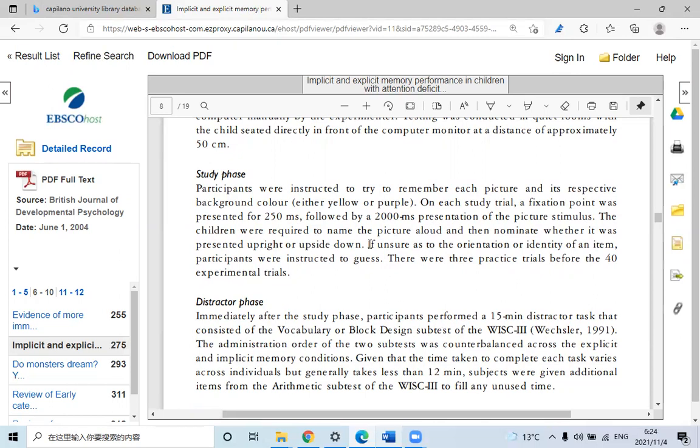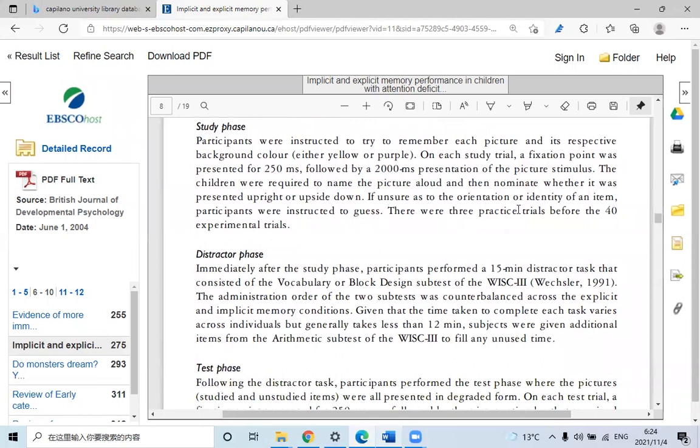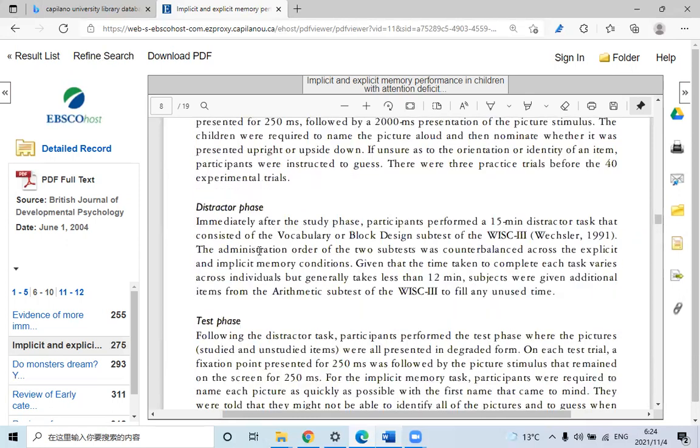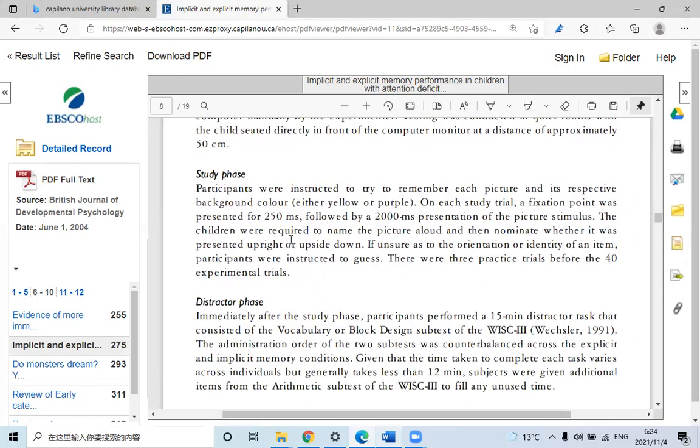What is it? Doggy. It's upright or it's upside down. If unsure as to the orientation or identity of the item, participants were instructed to guess. If you don't know, just guess. There were 3 practice trials before 40 experimental trials. There are 40 experimental trials. That was the study phase.